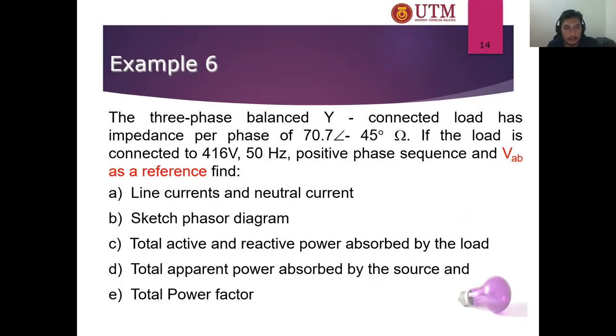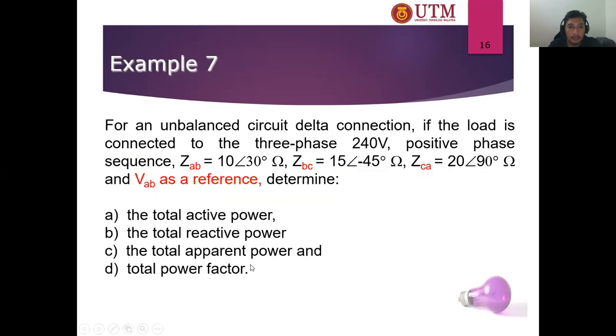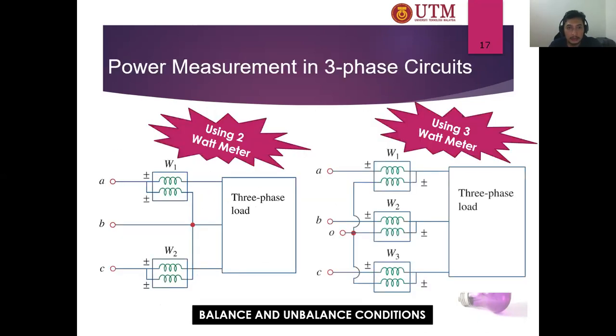This is example 6. For power in the unbalanced system, you need to manually calculate the power for each phase. It cannot be just a summation of all phases. You need to manually calculate it because it is unbalanced. Okay, we have also example 7.